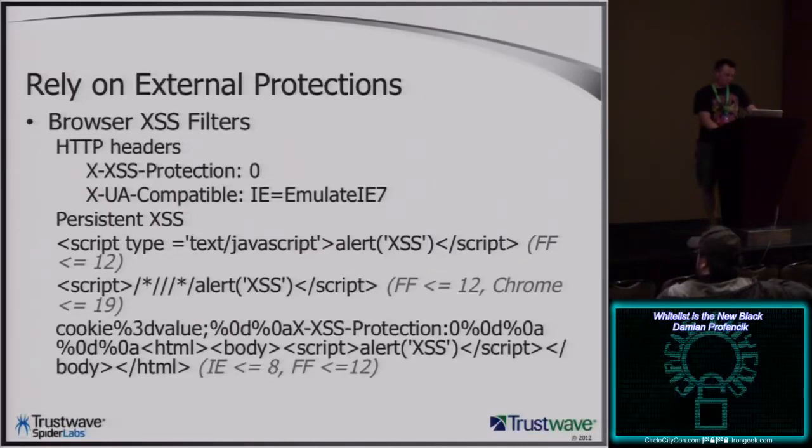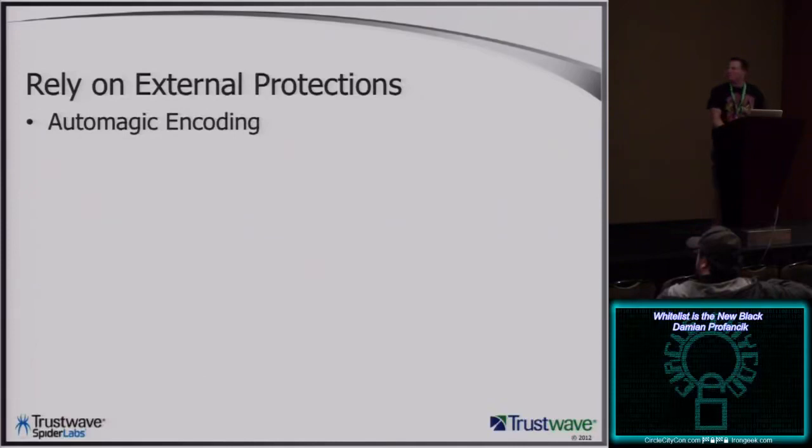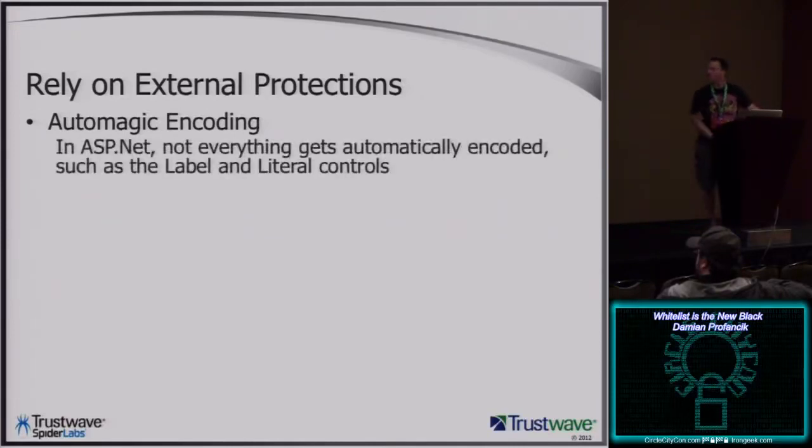So as I mentioned, ASP.NET is great. It does a lot of things for you, but where developers get burned is they assume it does everything for you. There are two controls that are used pretty heavily in websites, or at least one of them, label and literal controls, that do not get automatically encoded. Almost every other control in ASP.NET is going to get encoded automatically. So if it's in a text box, if it's in a drop-down, it's going to be automatically encoded. But if it's a label, it will not.